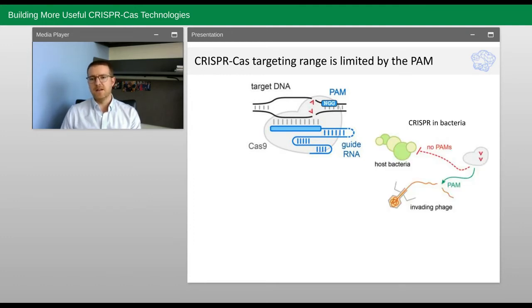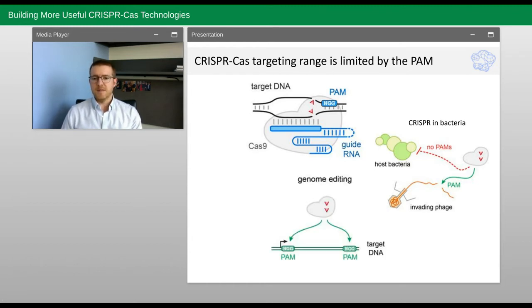Now bacteria, they actually use the PAM as a proofreading mechanism so that they don't edit their own genome. They use the PAM as a way to identify invading DNA so that they can cleave invading DNA, but they don't have PAMs in their own genome, so that prevents them from self-targeting and essentially destroying their own genome.